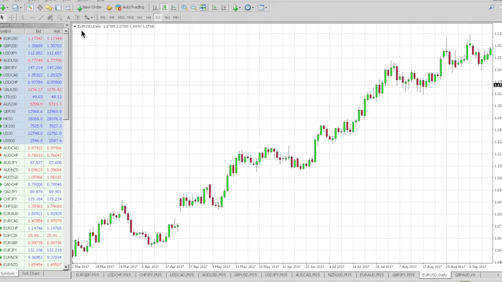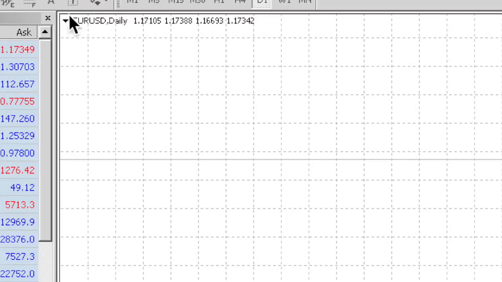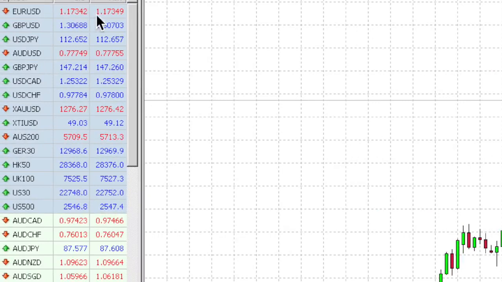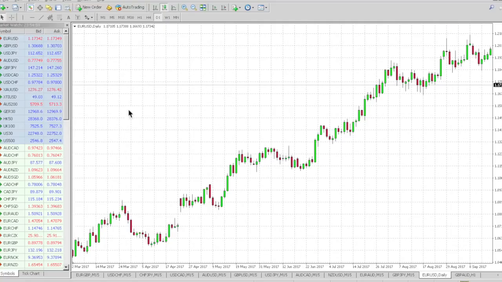So I'm looking at the Euro USD, okay, and the market's closed right now. I'm doing this on a weekend, so you can see that the prices are not moving, but when the market's open, you can see the prices moving rapidly, okay?